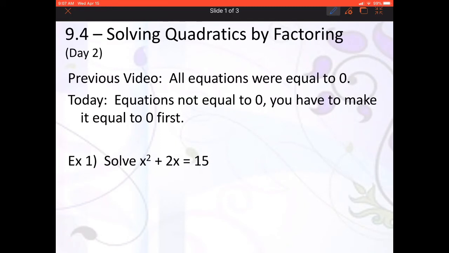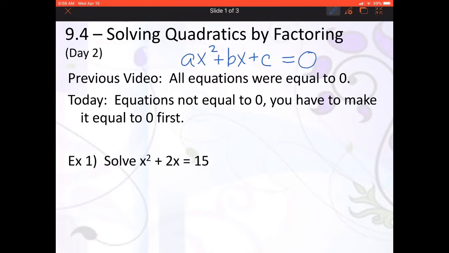So we're going to continue to solve quadratics by factoring today, just like in our last video, but in the last video all the equations were already equal to 0. Okay, so they were in the standard form, ax squared plus bx plus c, where the terms were in descending order by their exponents. Today, they're not going to be equal to 0. We have to make them equal to 0 first. So we want to see equals 0 in the problem before we start solving by factoring.